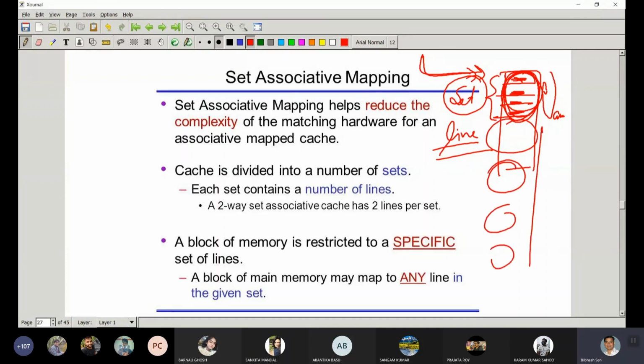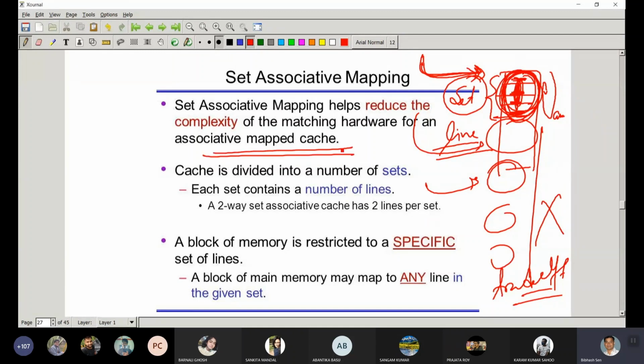So searching all the cache blocks is not required. That is more economical, faster, and a trade-off of the earlier two policies. Within the set it is more flexible and cache utilization will be high, and also because the location of the particular set is definite, searching will be like direct mapping. So set associative mapping helps reduce the complexity of the matching hardware of an associative mapped cache.